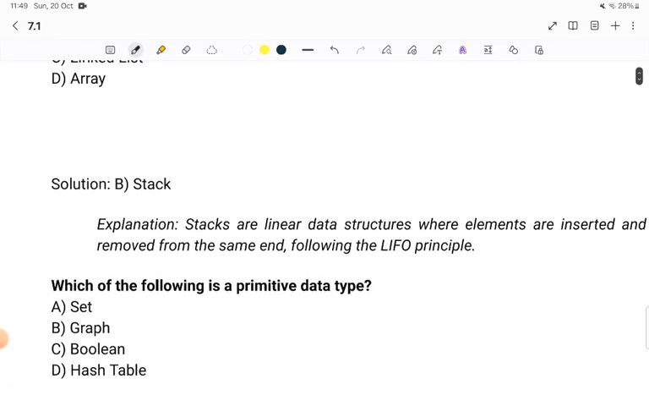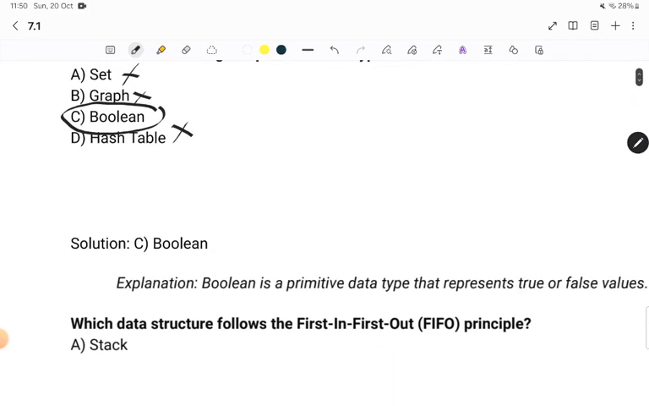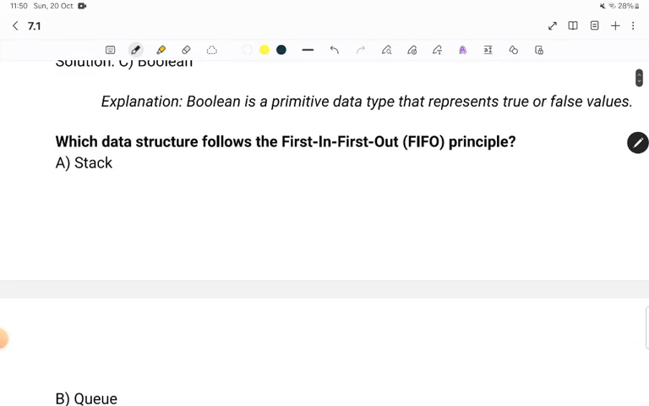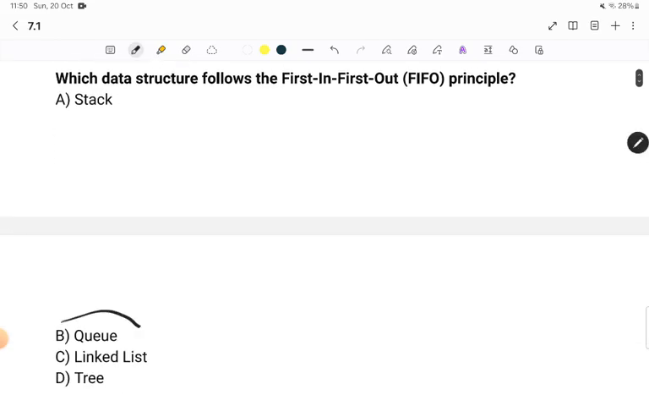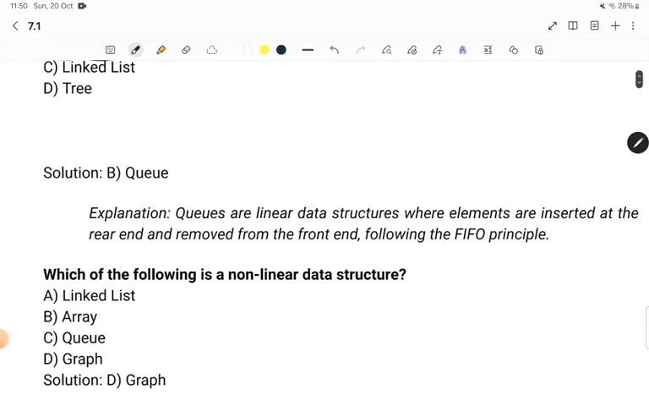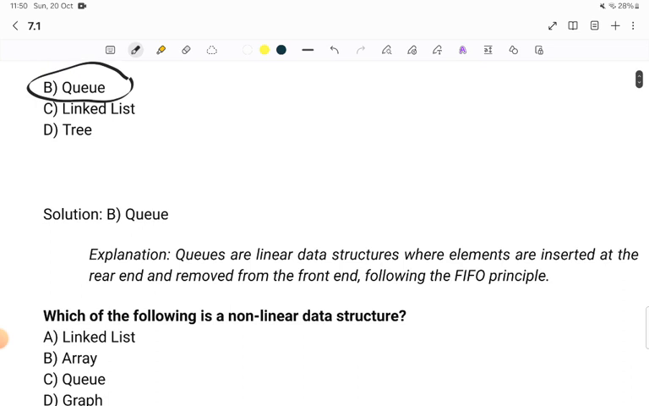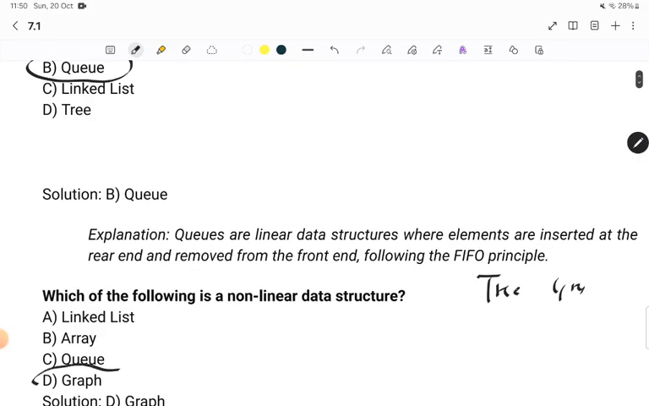Which of the following is a primitive data type? Set is not a primitive data type, graph is not a primitive data type, hash table is not a primitive data type, so boolean is the correct answer. Which data structure follows FIFO? As I discussed earlier, queue is the data structure that follows the FIFO principle. Next question. Which of the following is a non-linear data type? There are two non-linear data structures, tree and graph. So here graph is the correct answer.